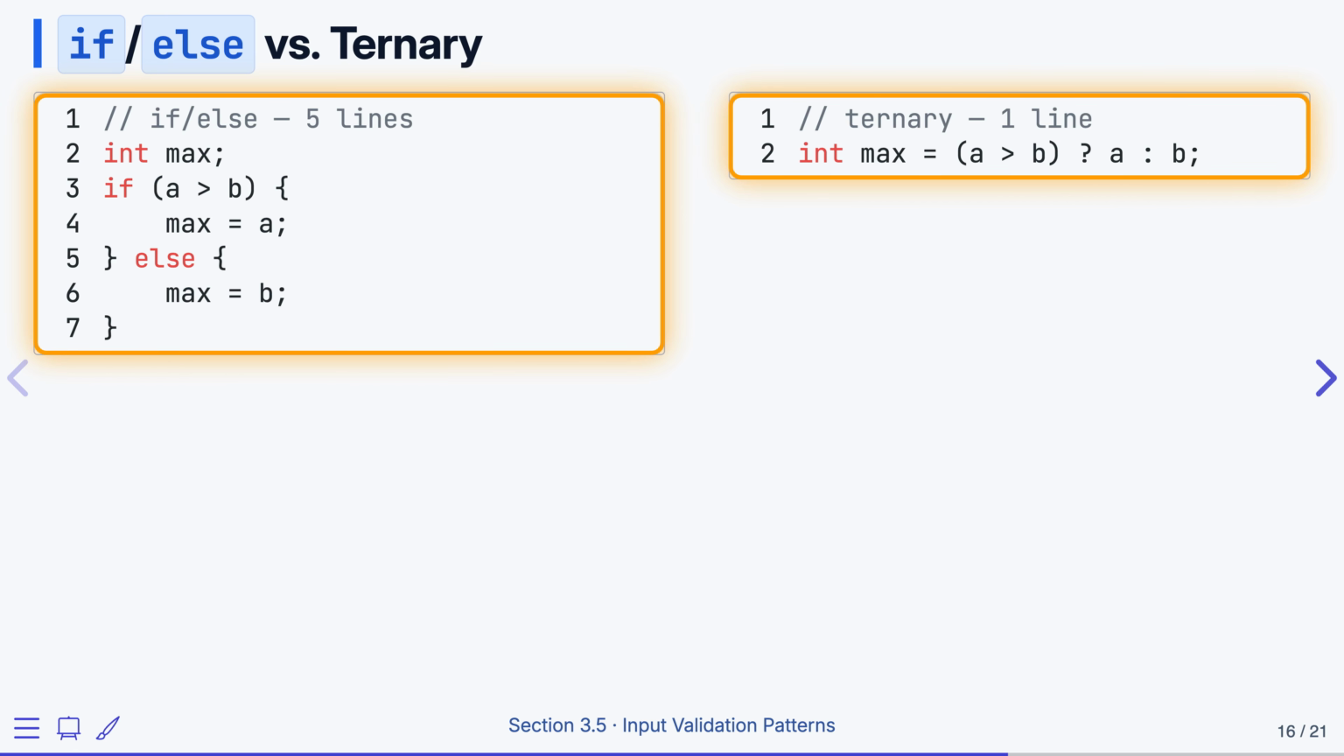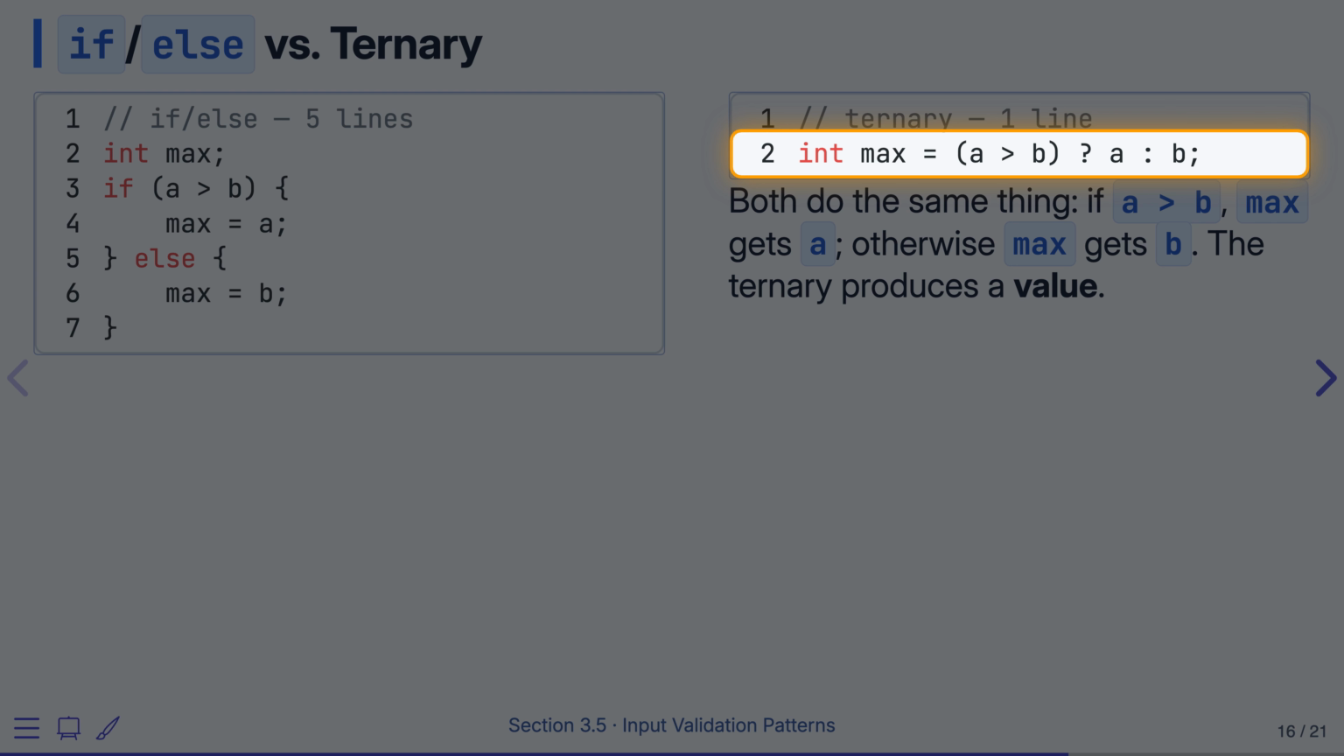Compare the two. On the left, using if-else takes 5 lines. We declare max, then an if-else assigns either a or b. On the right, using the ternary takes 1 line: int max = (a > b) ? a : b. Both do the same thing. If a is greater than b, max gets a, otherwise max gets b. The difference is that the ternary is an expression. It produces a value you can assign directly.